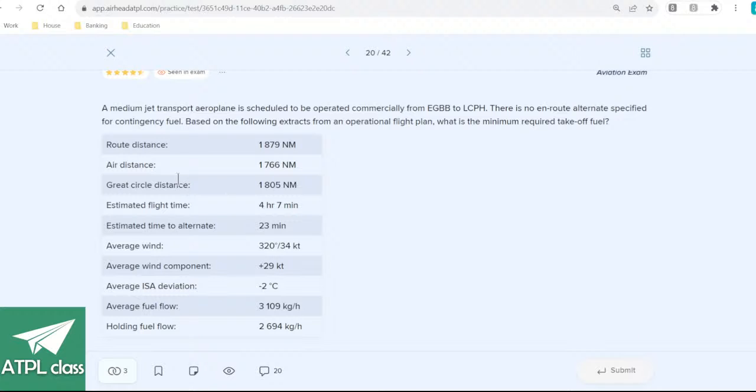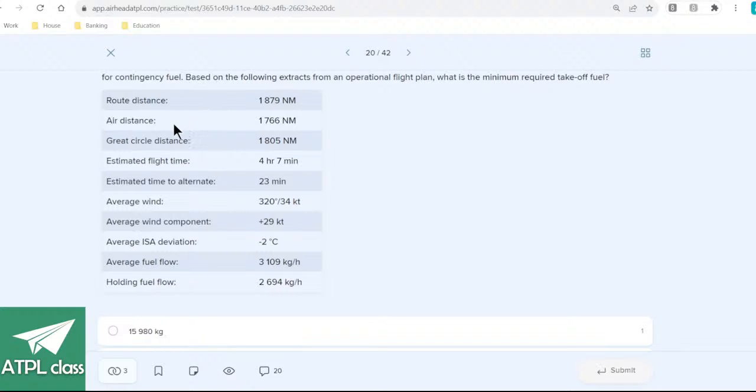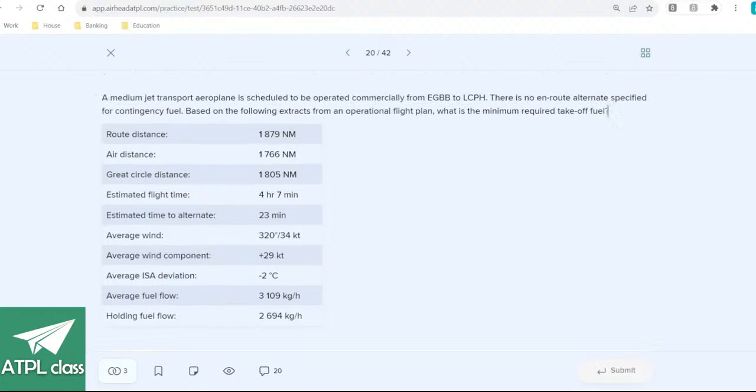We've got, is there a decision point? Route distance, air distance, great circle distance, estimated flight time, estimated time to alternate, average wind component, ISO deviation, average fuel flow, holding fuel flow. Wow. Okay. Taxi, trip, contingency. Let's figure out what we've got. Minimum required takeoff fuel. So we can take off the taxi fuel because we don't know what that's going to be. So we need to work out the trip fuel, contingency from that, alternate fuel, and final reserve. We need to do everything.